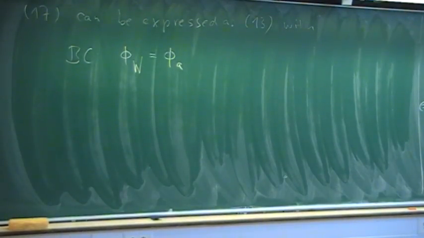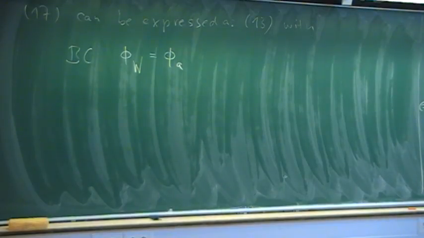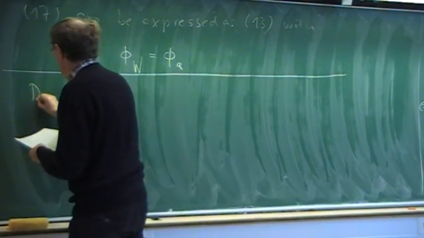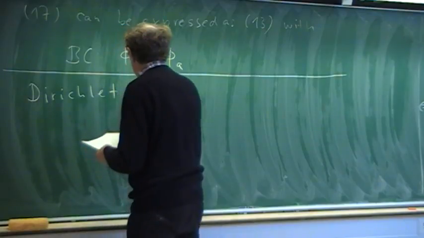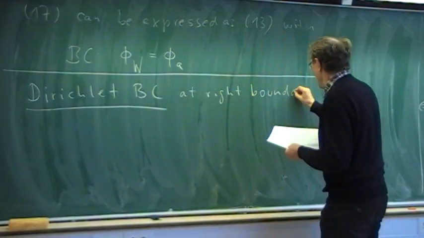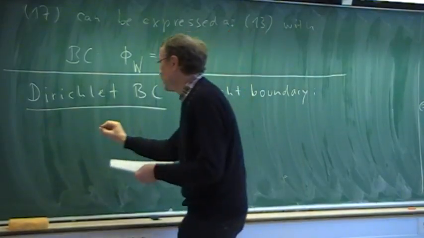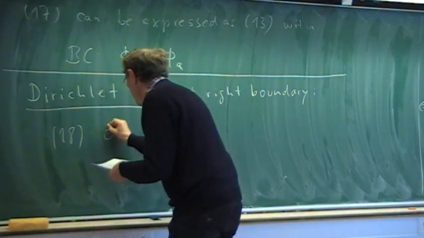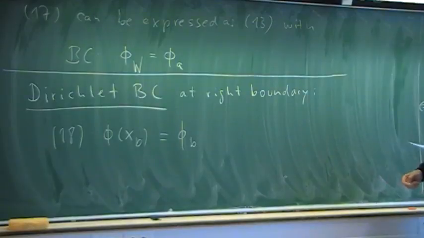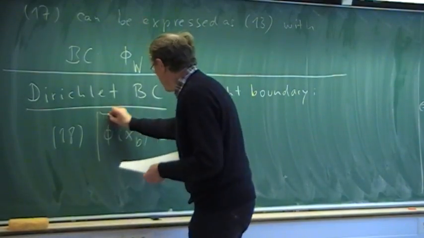So then we have closed the system on the left side. Now we do just the same thing on the right side to take also the boundary condition at the right into account. So we use now also a Dirichlet boundary condition at the right boundary. That will be then that we say the phi at the right boundary xb is equal to some quantity phi b. So that is then given beforehand.